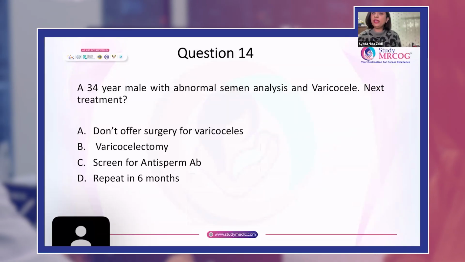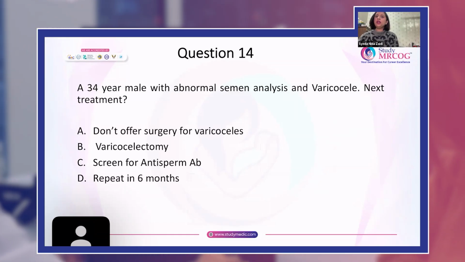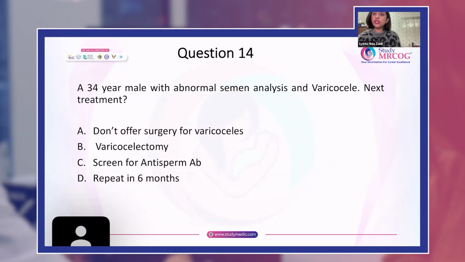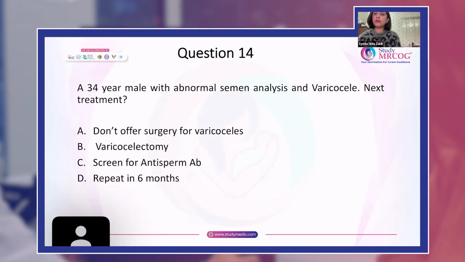A 34-year-old male with abnormal semen analysis and varicocele. Next treatment. Do we offer surgery? A, don't offer surgery for varicoceles. B, varicocelectomy. C, screening for anti-sperm antibodies. And D, repeat in 6 months.